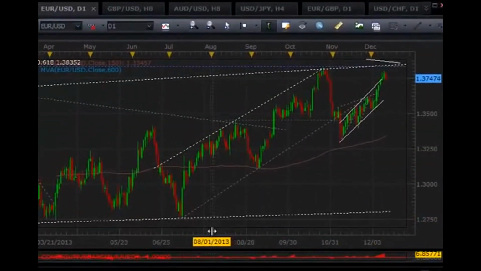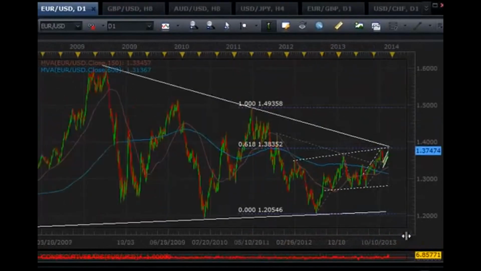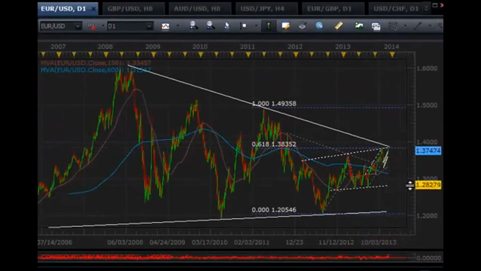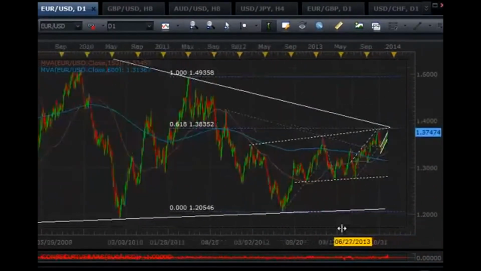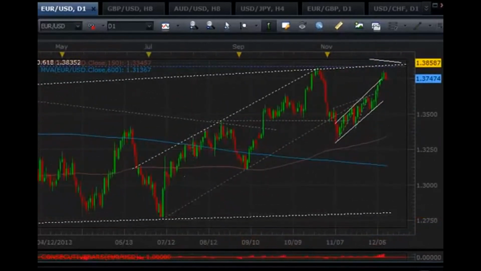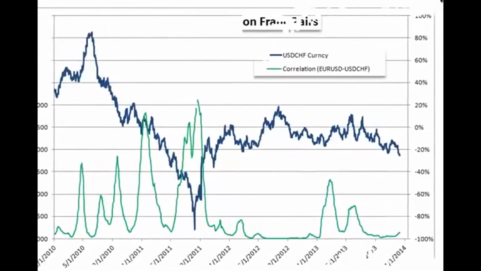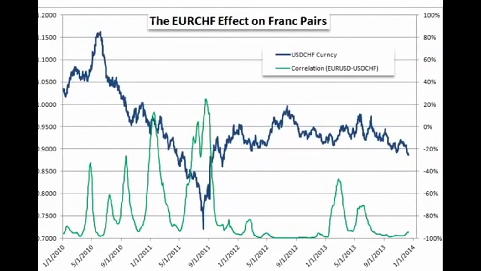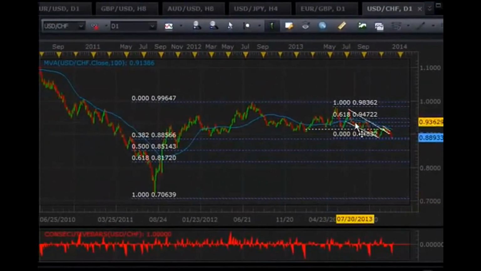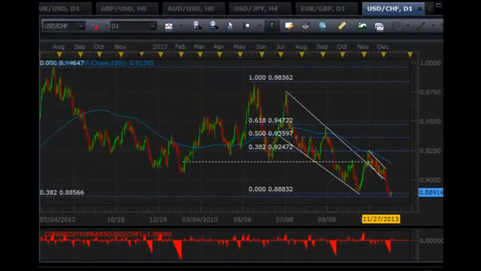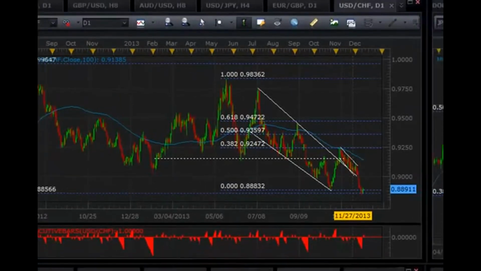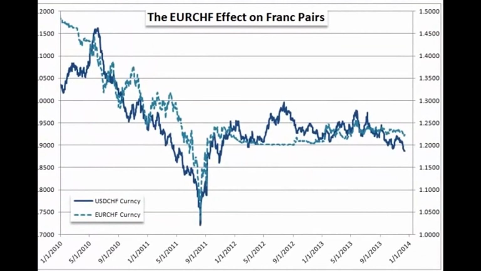If we have a continuation here, we break that 138.50 top, continue on to 140, then the strengthening of the euro, given the exceptionally tight correlation to the Swiss franc, should in turn lead the franc materially higher. All right, so we would see this drop below this floor. Now, we come back to that nuisance of a floor on Euro Swiss at 120.